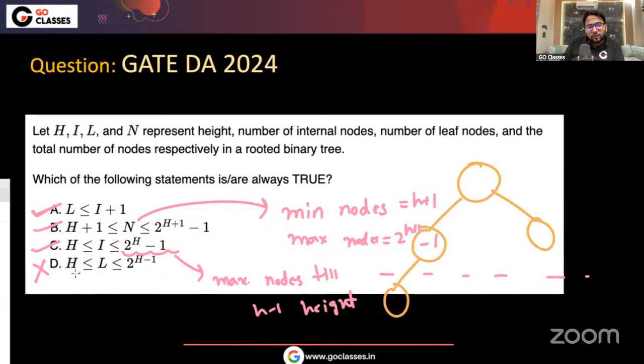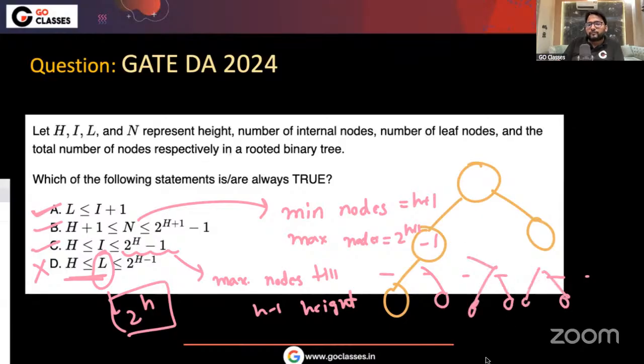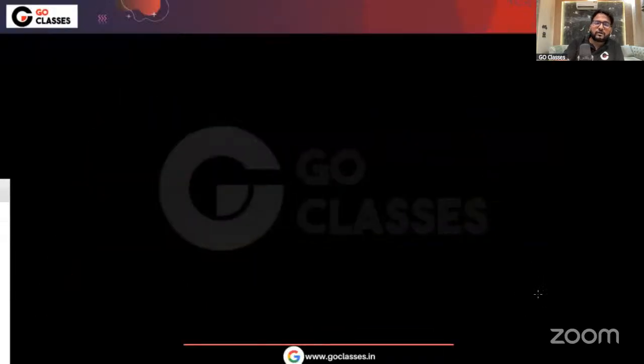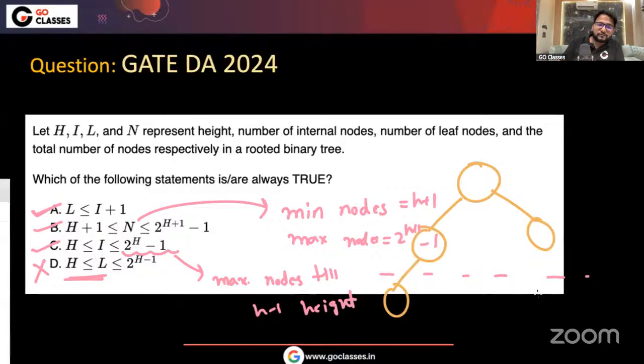But let's also see what they are saying. Height is less than or equal to leaf. Actually there is no such relation between leaf and height, and leaf less than or equal to 2 power h minus 1, no. As you know, the maximum number of leaves could be even 2 power h. We have seen that the maximum number of leaves could be 2 power h. So D is false. So yes, A, B, C are the answers.